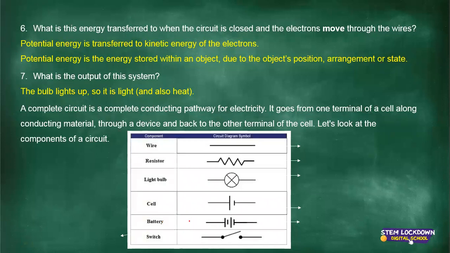Now the difference between a battery and a cell is that a cell is single and a battery is a combination of cells. Like you see here, there's 2. So a battery is a combination of cells. And then we have a switch. Here you can see the switch is open because you have one dot here and another dot here. You have a line, and the line shows you that the switch is open.